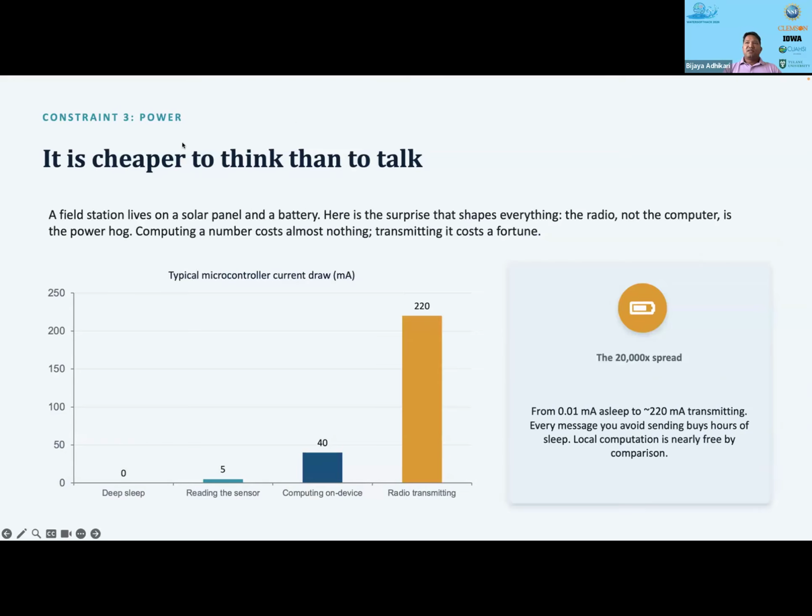The next constraint is power. The field station, the sensor that we have, usually lives on a solar panel and a battery. I'm sure those of you who have some experience working in the field have seen these boxes. These are very robust boxes, and they have a lot of dry cell batteries which are rechargeable and have some solar source.